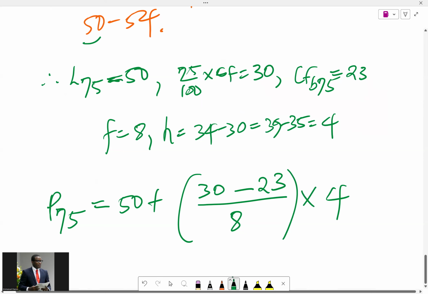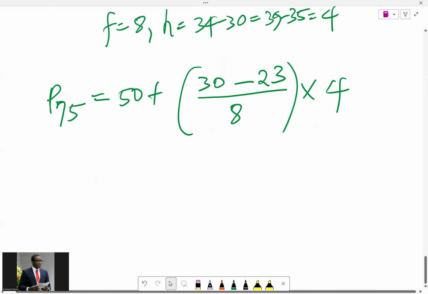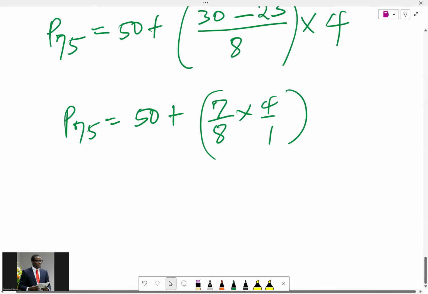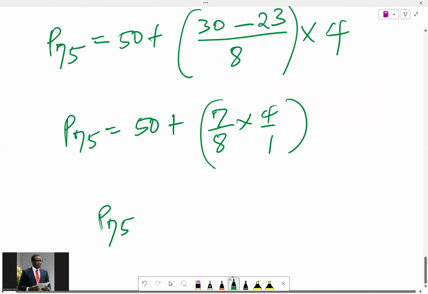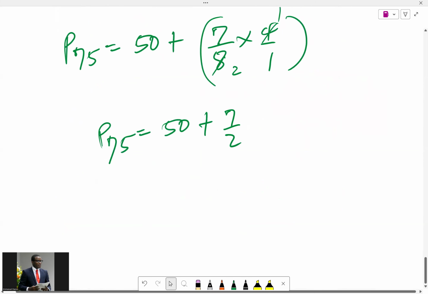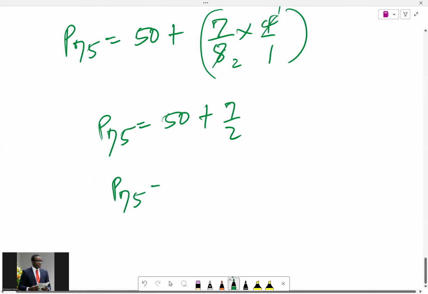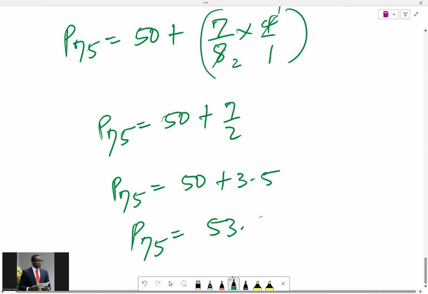So that goes very smoothly, right? So we have P75 equals 50 plus 30 minus 23, that's 7 over 8 times 4 over 1. So P75 is equal to 50 plus 7, 4 here is 1, 4 here is 2. So 7 over 2. So P75 is equal to 50 plus 3.5. So P75 is equal to 53.5.